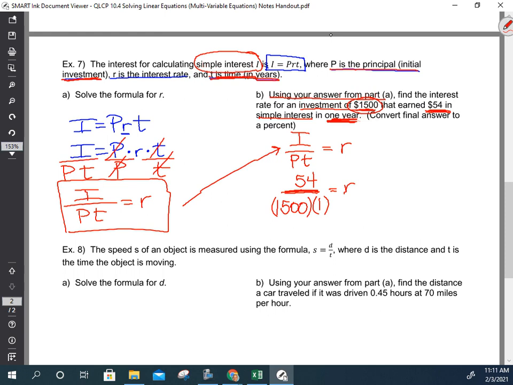So now we've assigned everything. Now we just got to solve it. So 54 is 54. 1,500 times 1 is 1,500. Let's let the calculator do a little bit of work. 54 divided by 1,500 is 0.036.